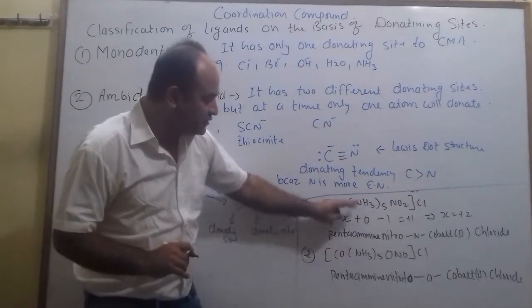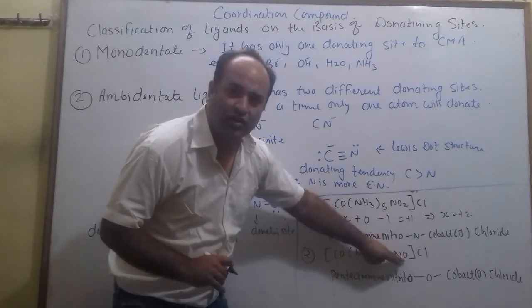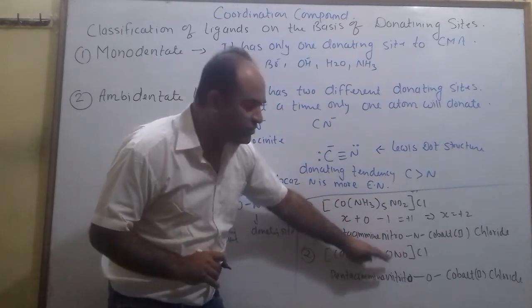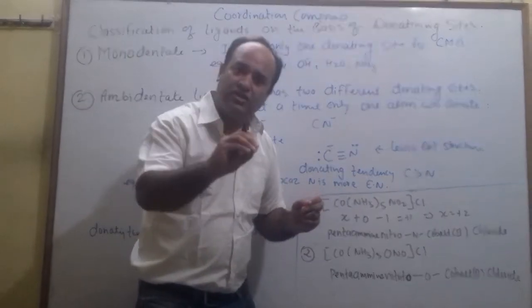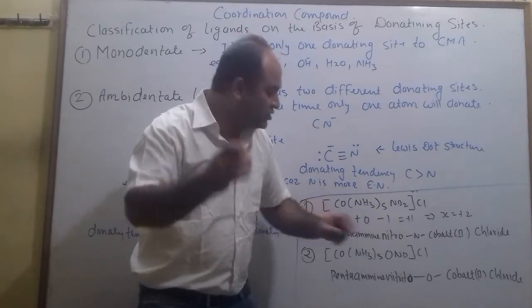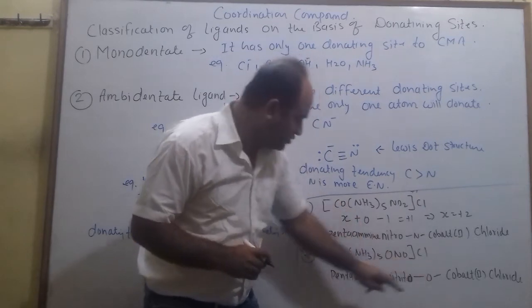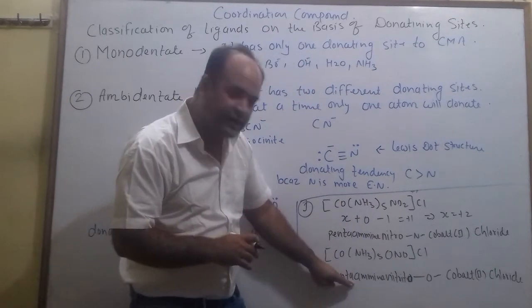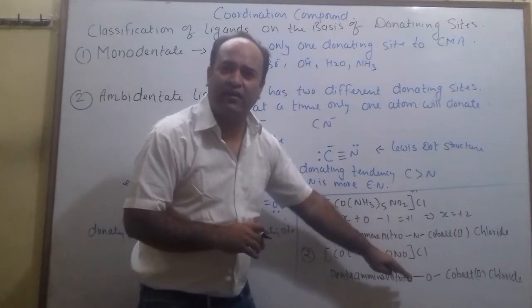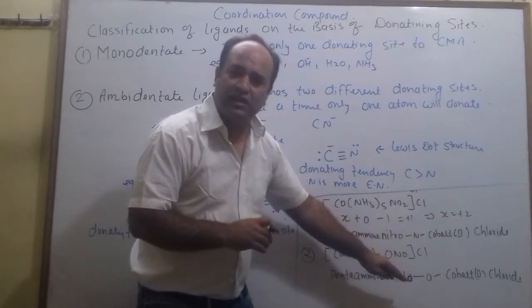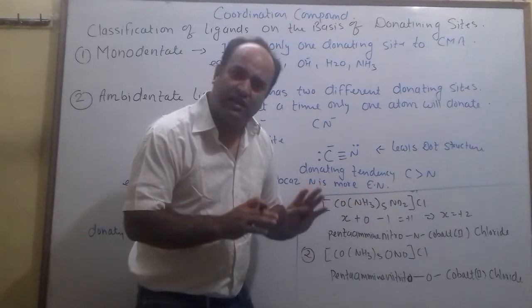But in this case, the compound is the same, but I have written NO2 as ONO. In this case, oxygen is donating electrons, so everything will be the same, but we have to mention whether oxygen or nitrogen is donating. So in this case, oxygen is donating electrons, so I have written O. Else everything is the same: penta, ammine, nitrito, O. Why have I written O? Because in this case oxygen is donating electrons, and in the other case nitrogen is donating electrons.